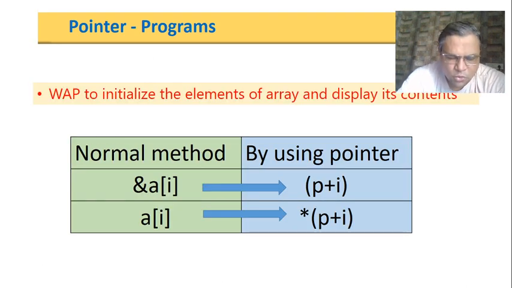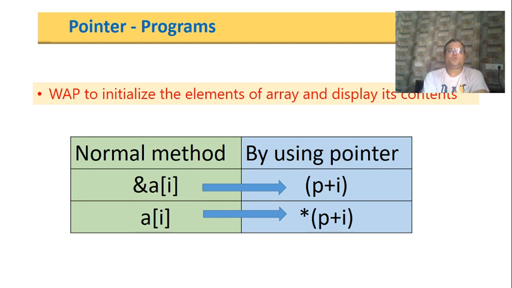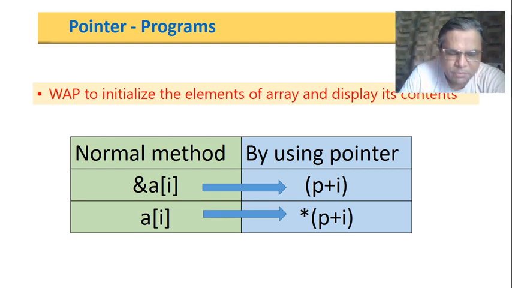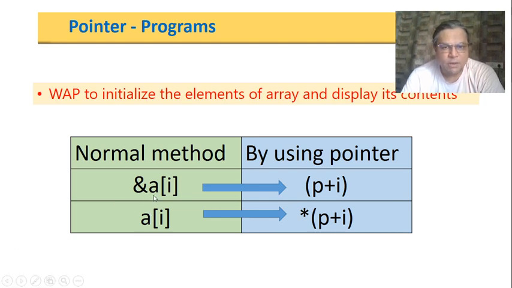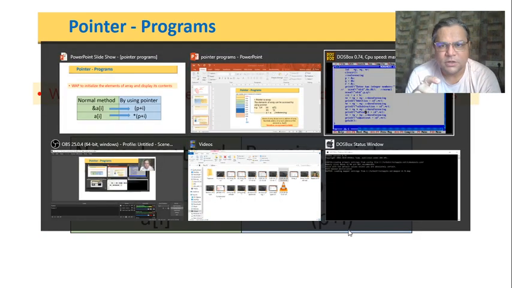Now, what we wanted to do is, we wanted to write a program to initialize the elements of array and display its contents, but not by using normal method, but by using pointer. So, if you remember, by using normal method, when we want to store the value into the array element in the scanf statement, we need to write &a[i]. But when we want to do it by using pointer, we have to simply write p plus i. And when we are accessing the element value in the normal method, we have to write only a[i], but by using pointer, we have to write star in bracket p plus i. Let us write a program and understand this concept.